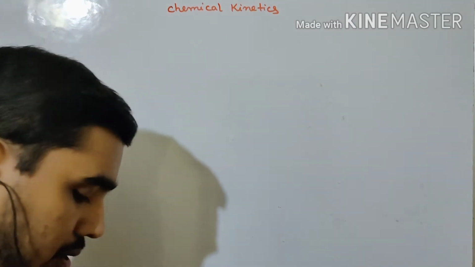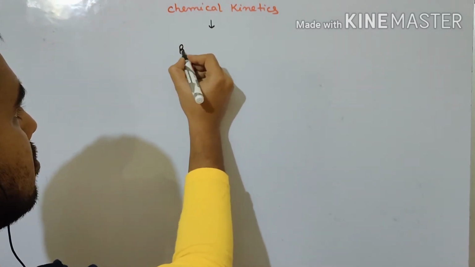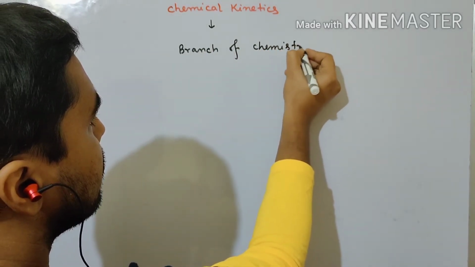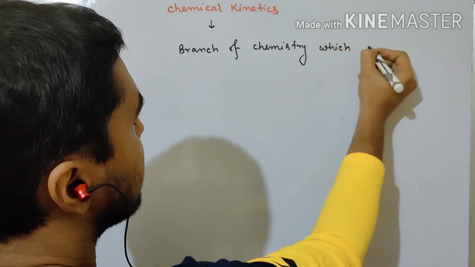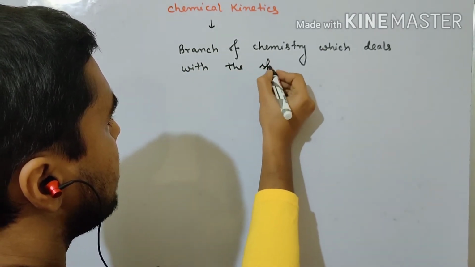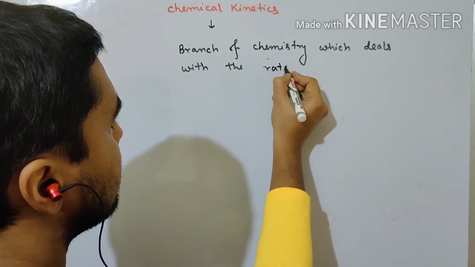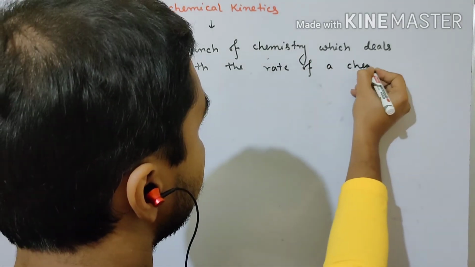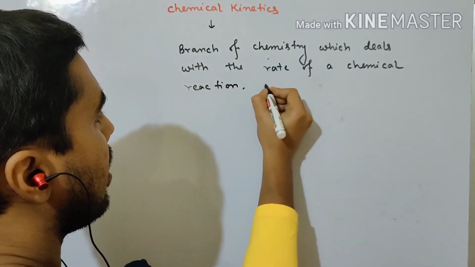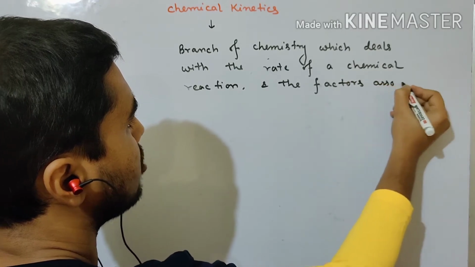So if we want to say anything about chemical kinetics, we will write: it is a branch of chemistry which deals with the speed, or you can say the rate, of a chemical reaction, and the factors associated with it.